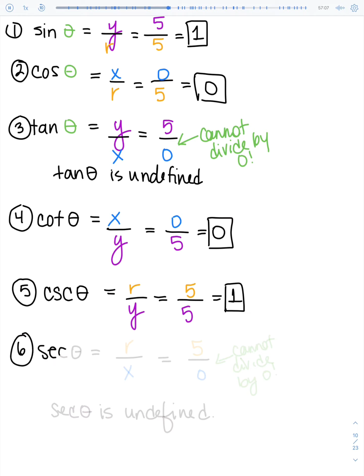Last and final trig function is secant of theta, which should be the reciprocal of cosine. Well, cosine was x over r, so this will be r over x, and remember x was 0 and r was 5. Well, we just did something just like this. We get 5 divided by 0, which we can't do. Remember, we can't divide by 0. So this is another one that says cannot divide by 0. Which means that secant of theta is also going to be undefined like tangent was, because we can't have a 0 in the denominator of a fraction. We can't divide by 0.